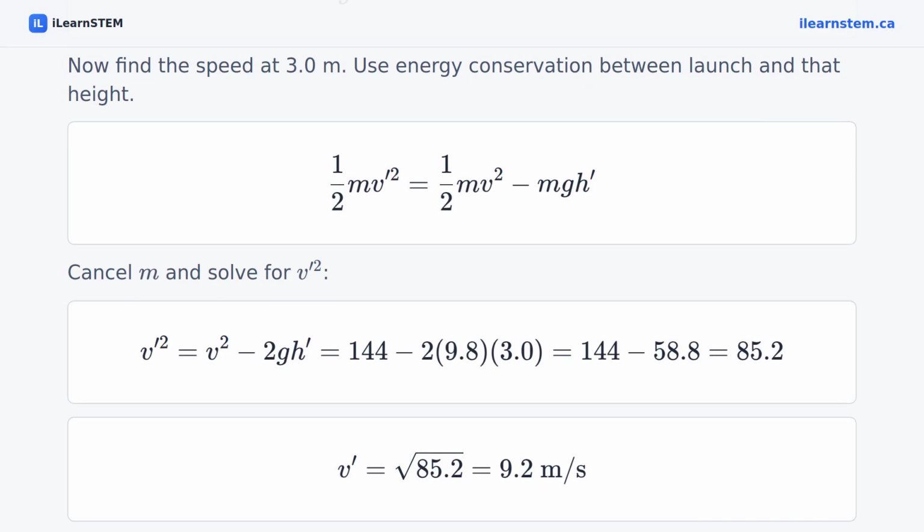Remember, in the absence of non-conservative forces, total mechanical energy is conserved. You can equate initial and final energies to solve for unknowns.